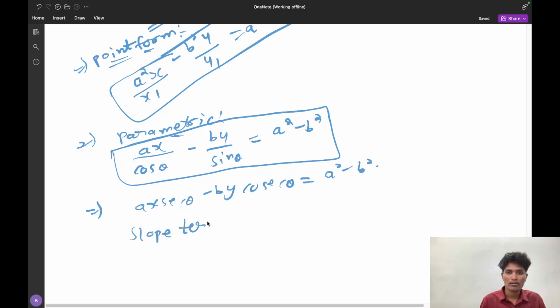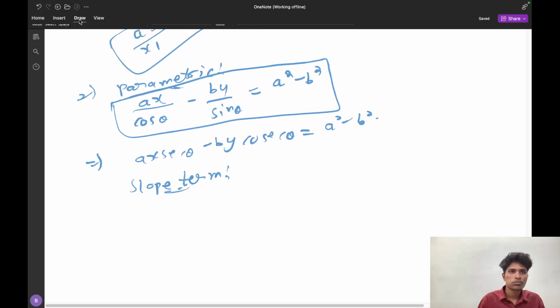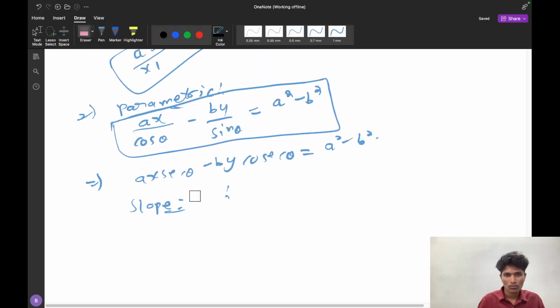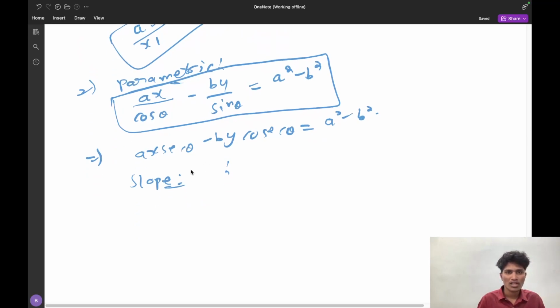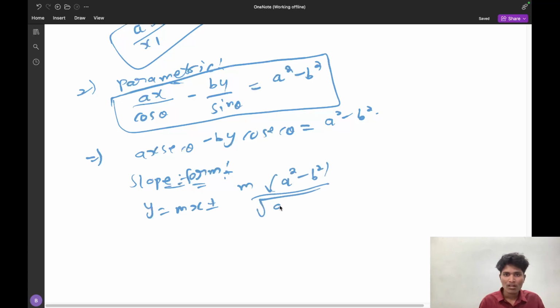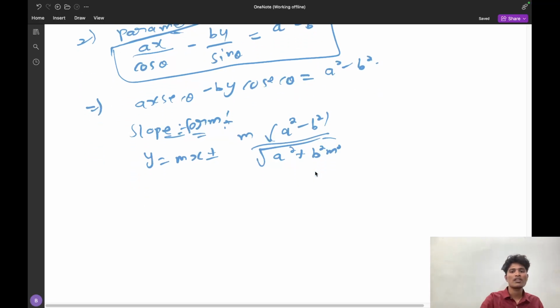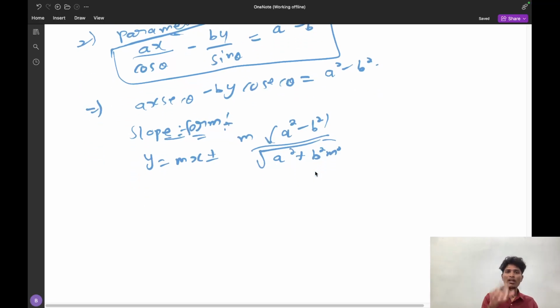Now slope form. Very important. The slope form is y is equal to mx plus or minus m into (a square minus b square) divided by root of (a square plus b square m square). That's it. This is the normal equation in slope form, that is y equal to mx plus or minus m into (a square minus b square) divided by root of (a square plus b square m square).